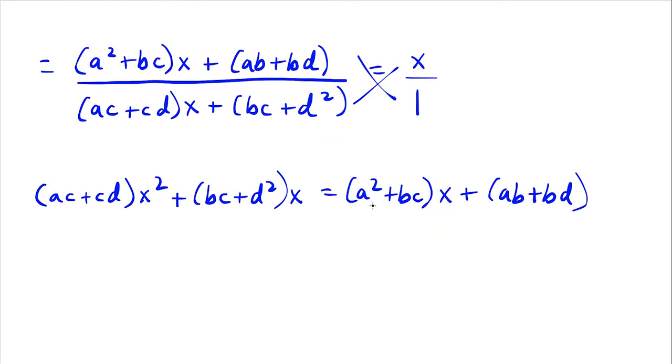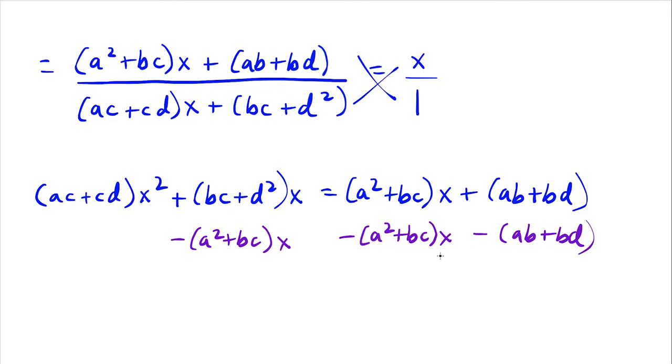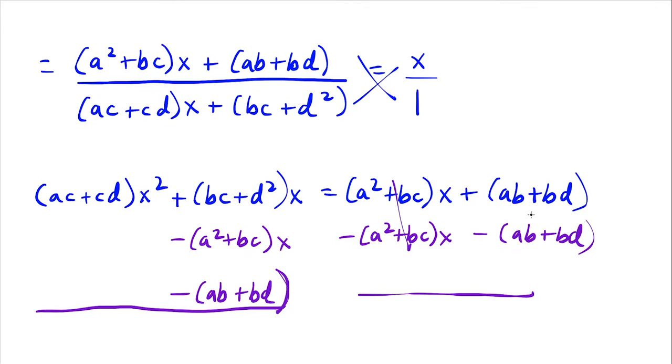Next, we're going to move everything to one side, so we can subtract a squared plus bcx on both sides. And then we're also going to subtract ab plus bd. So now, when we subtract, the right side is going to equal 0. So we're going to have 0 on the right side, but on the left side, we're going to have ac plus cd times x squared.